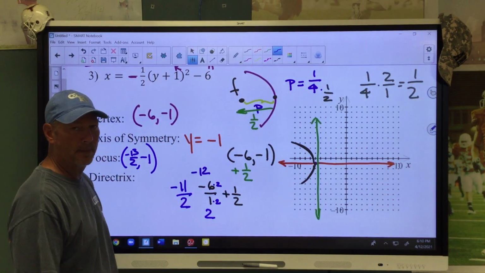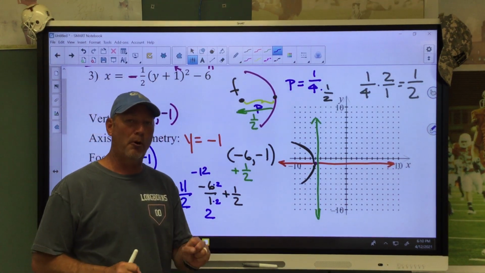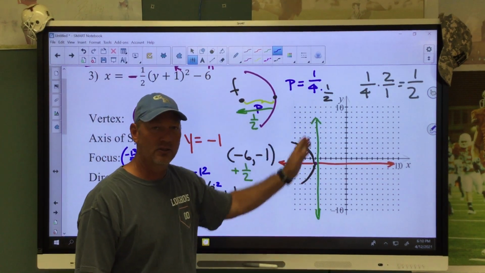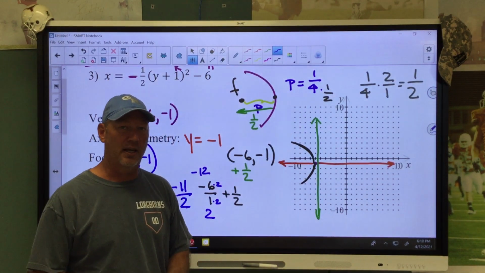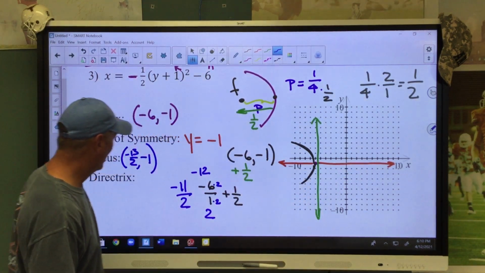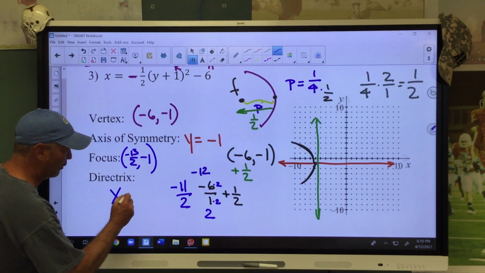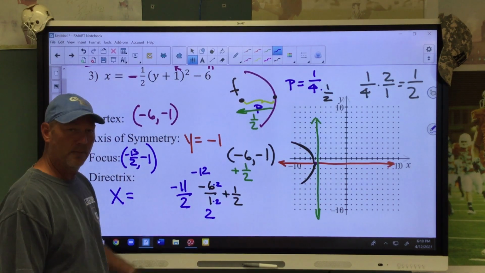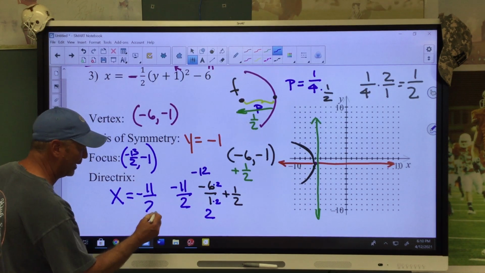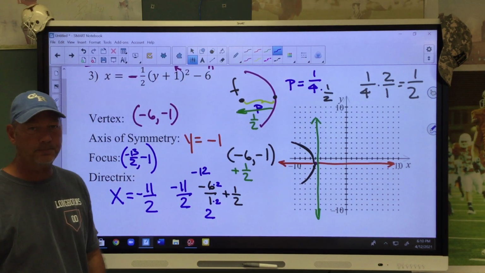Now, I'm not looking for a point. This is a line. So we write it as an equation of a line. So my line crosses the x-axis. So we're going to say x equals, and what does x equal? Negative 11 over 2. That's all I need. That's the equation of that line.